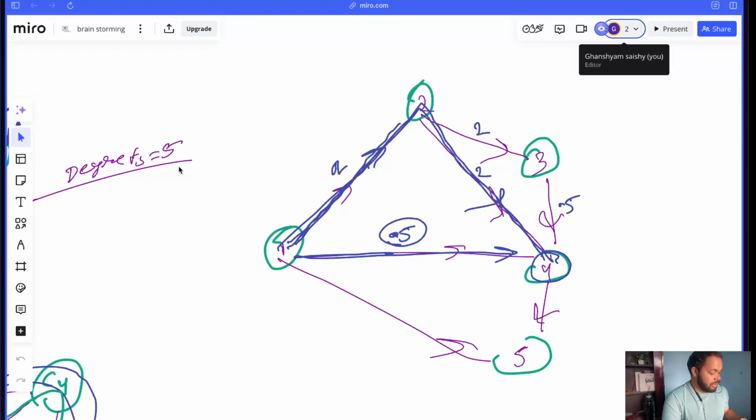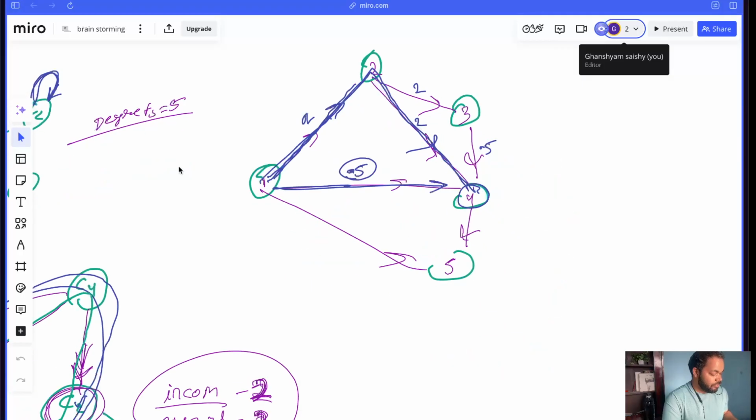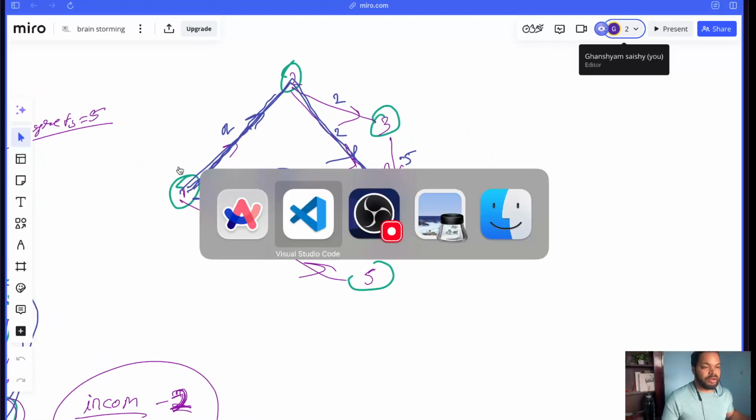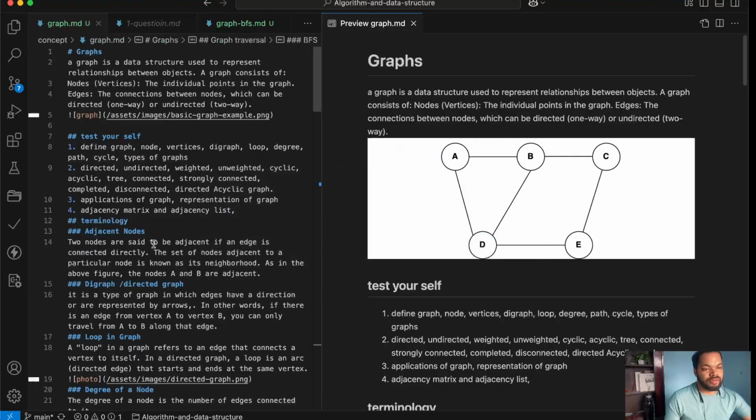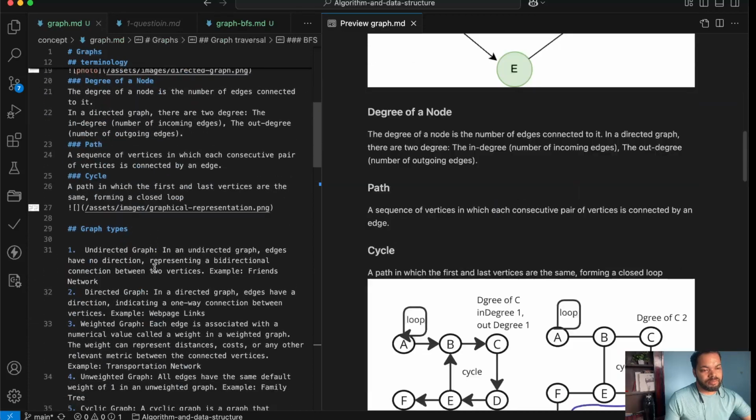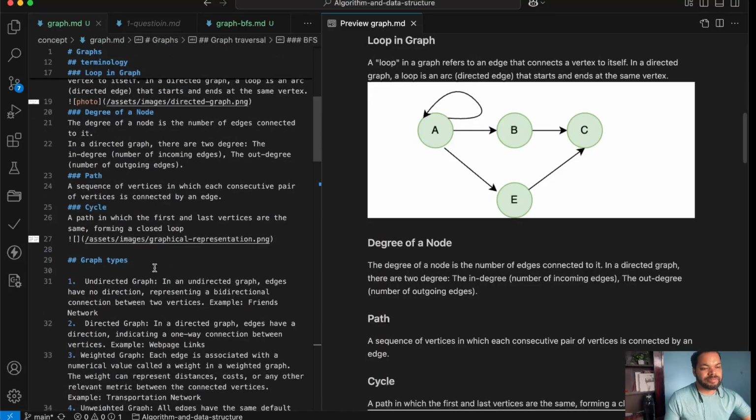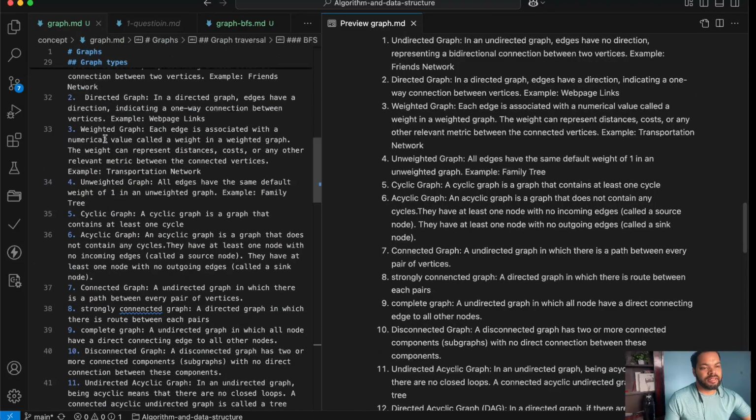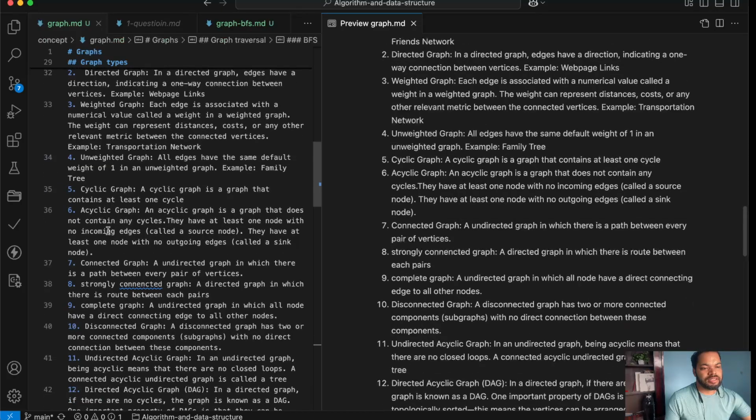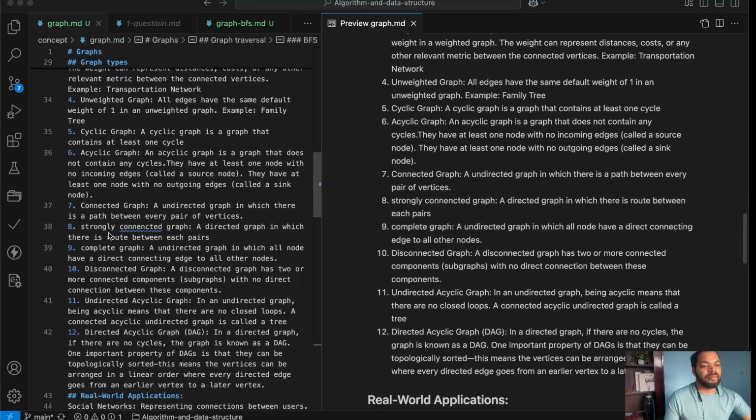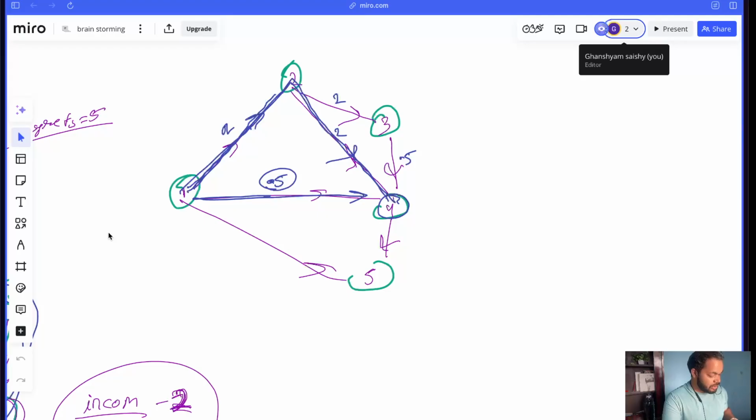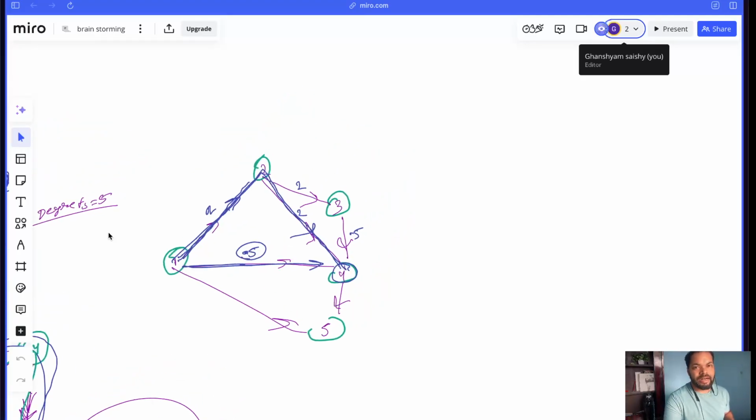Okay, cool. And then we can move to the next type of graph. What is the next type of graph? Adjacent node, digraph, all of them happened. Then undirected, directed, weighted, unweighted, cyclic, acyclic, connected. So there is the connected graph.